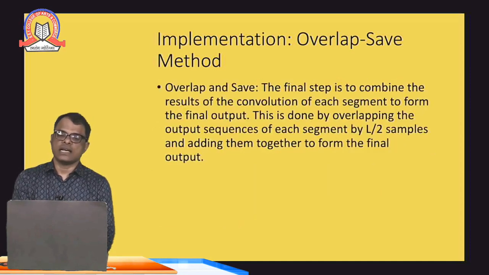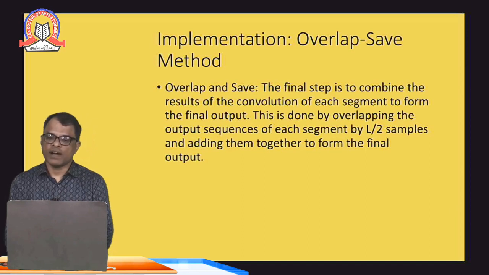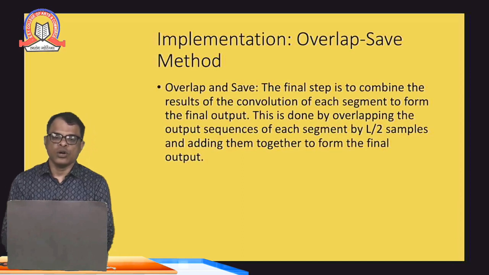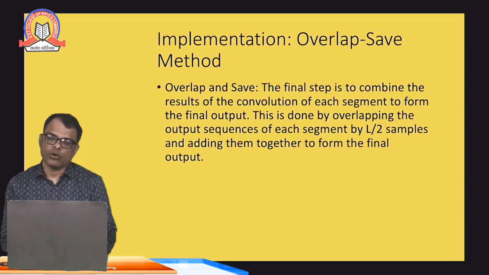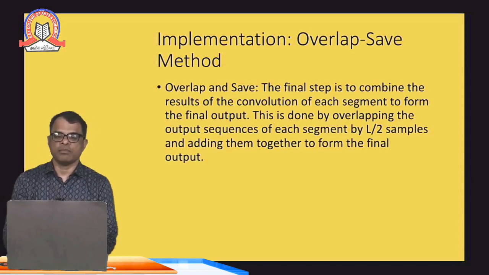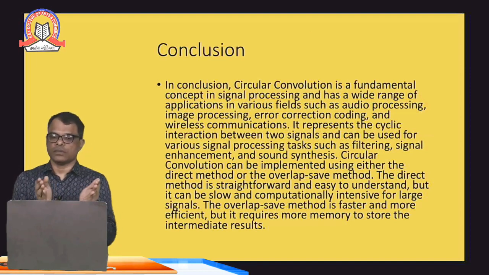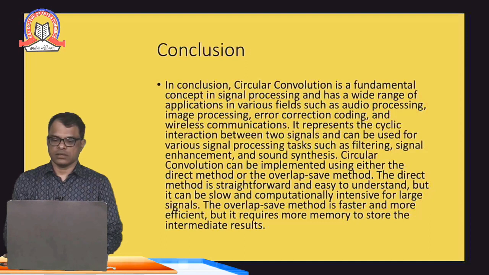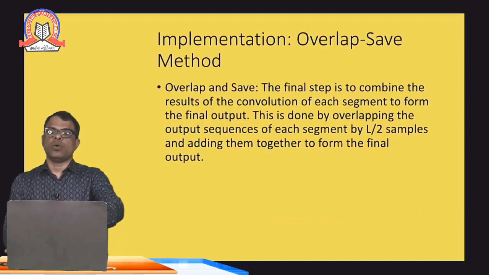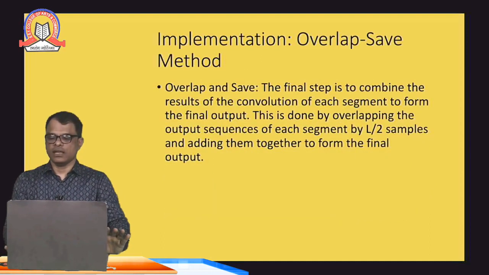After that, the last step will be overlap and save. The final step is to combine the result of the convolution of each segment to form the final output. This is done by overlapping the output sequence of each segment by L by 2 samples and adding them together to form the final output. So let's see the example, after this overlap and save, we will get the final output.